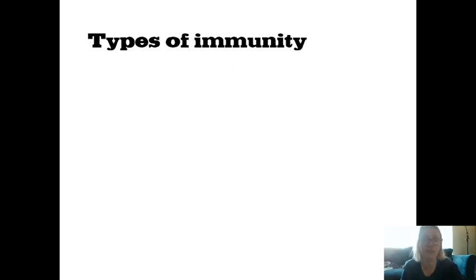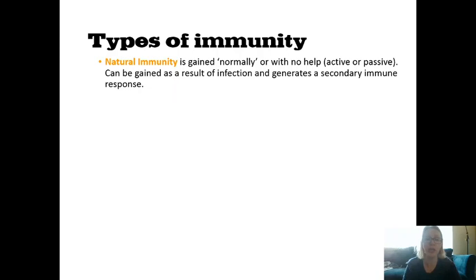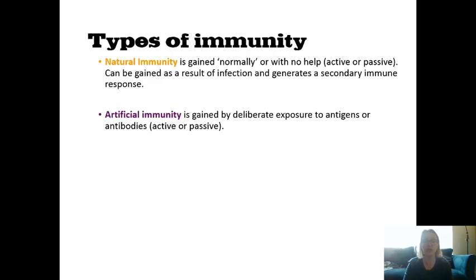So we're going to look now at the different types of immunity. We can have natural immunity. So we can get immunity as a result of contracting a particular infection, which has generated an immune response. That would be natural immunity. We can have artificial immunity. So vaccines would be artificial immunity, where you've got deliberate exposure to antigens or the antibodies for a particular infection. If you're given antibodies, we call that an inoculation as opposed to a vaccination. They are slightly different.